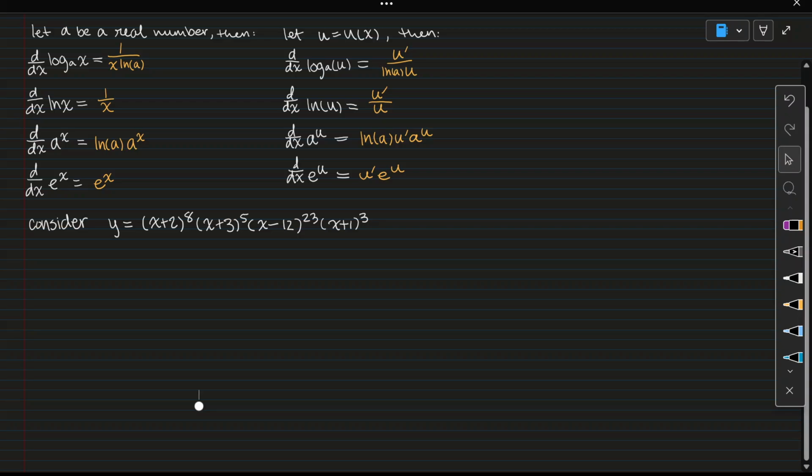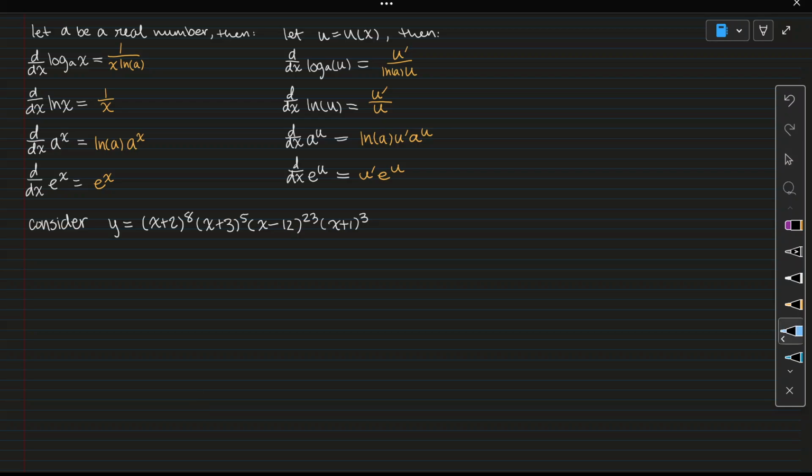So next we're going to consider a function like this. Y equals this huge product of a bunch of different factors. If I was to do product rule on this, as I would think to do first, I would be stuck with 4 product rule steps. And at what point does that get too much to manage? So I think that a better option for this one would be to try and use logarithmic differentiation.